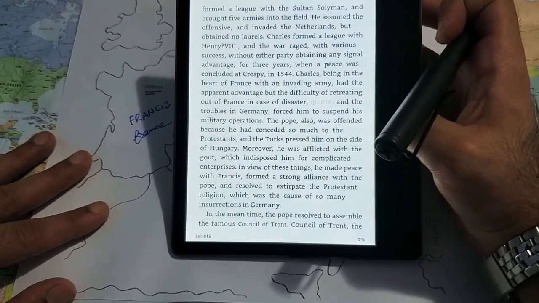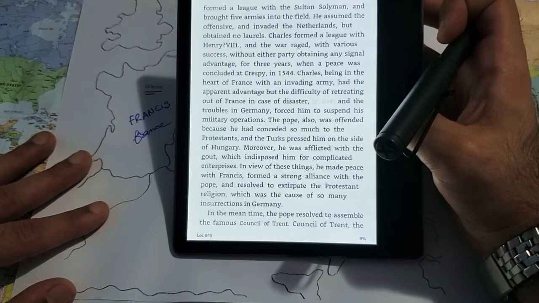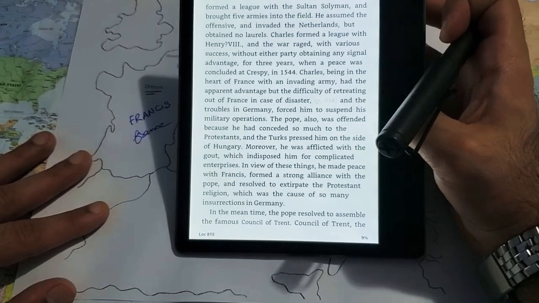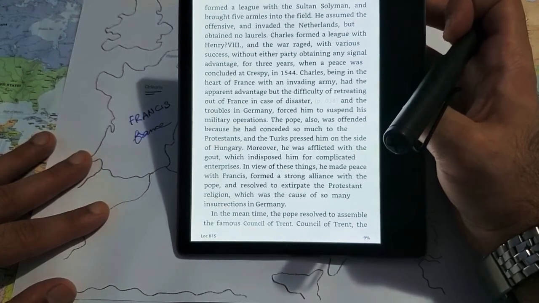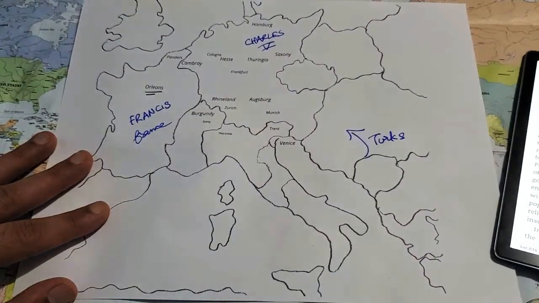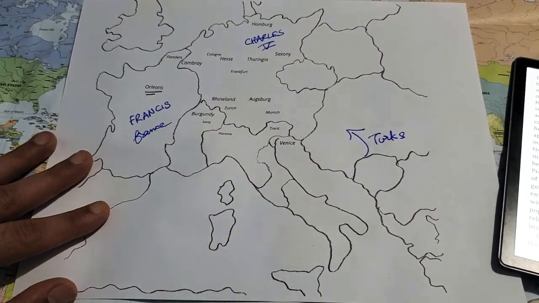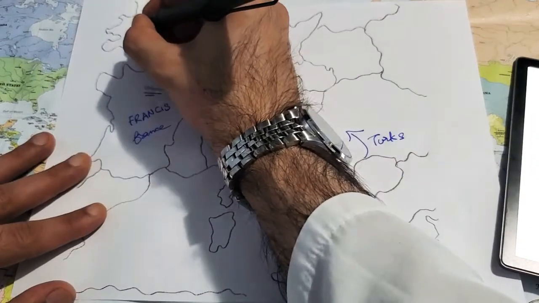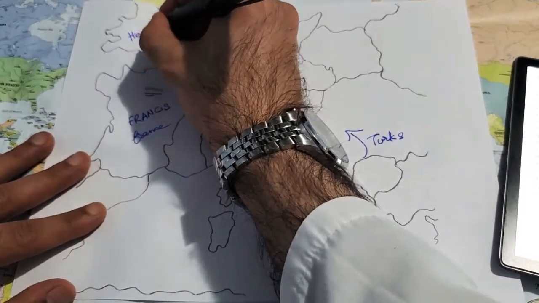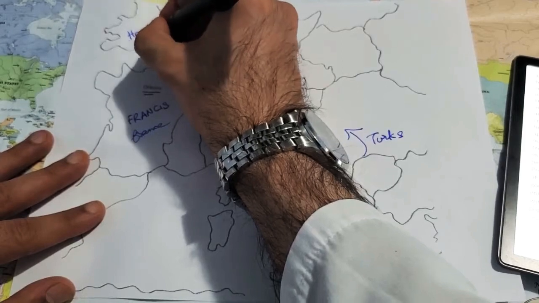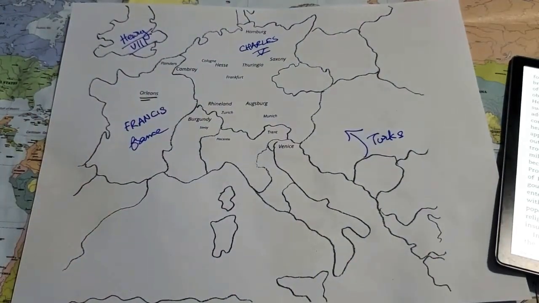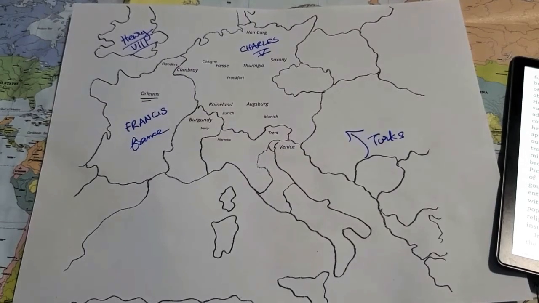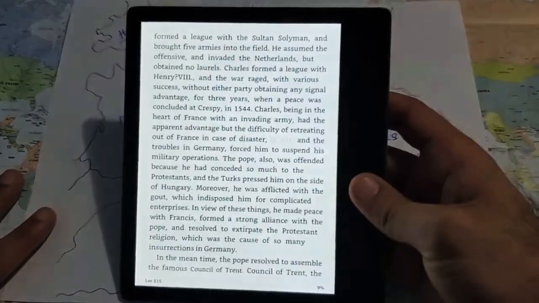Charles formed a league with Henry VIII, and the war raged with various success, without either party obtaining any signal advantage for 3 years, when a peace was concluded at Crespy in 1544. So 3 years of war, and then another peace. But at this point, Henry VIII, who's actually the subject of our next chapter, is reigning in England, and he's also very important to Christian history.